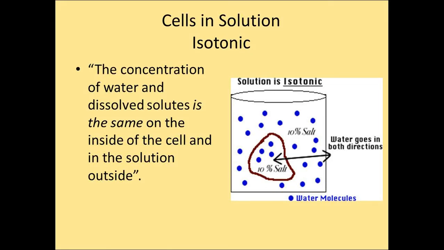Now I want to look at cells in relation to the solution that they are in. The first is an isotonic solution. The concentration of water and the materials dissolved in it, dissolved solutes, is the same on the inside of the cell and in the solution that it's in, an isotonic solution. This means that water will flow into and out of the cell at the same rate. That rate is not necessarily constant, it's the same rate because it's an average.